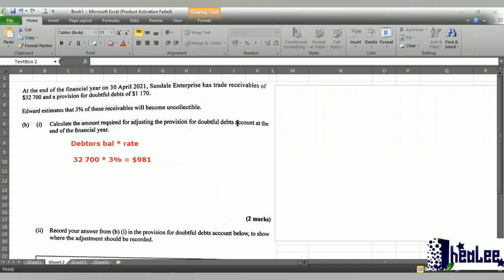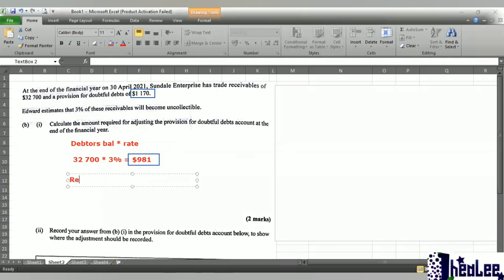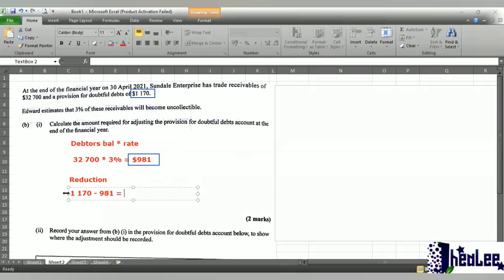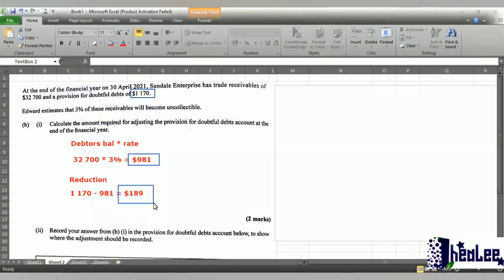What you're asked is to show the amount that would be used to adjust the provision for doubtful debts account. Last period, it was $1,170. Now we're seeing that it is $981. What is noticed is that there is a reduction, and the value that it decreases by would be the 1,170 minus the 981, and that would give us a value of $189. And this is the value that would be used to adjust the provision for doubtful debts account for the period.